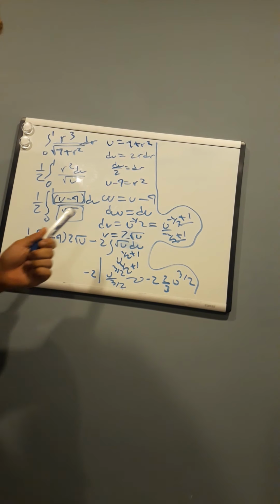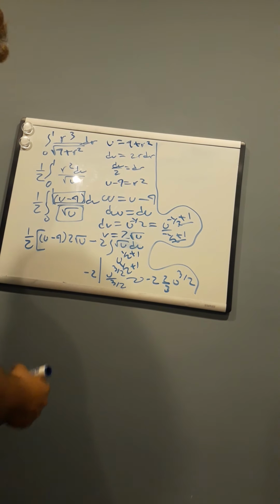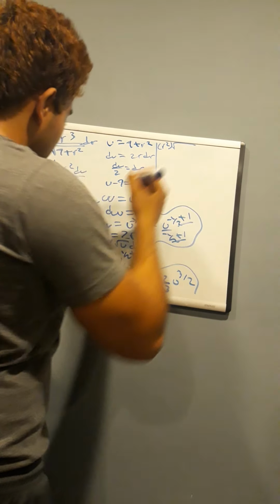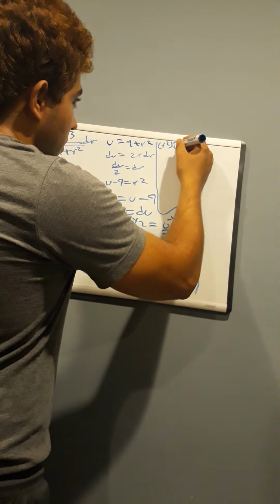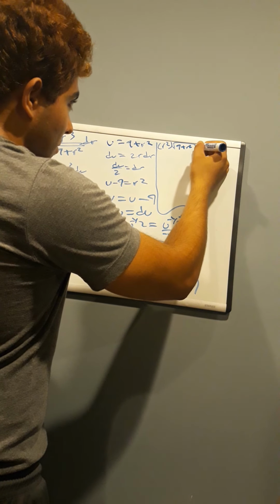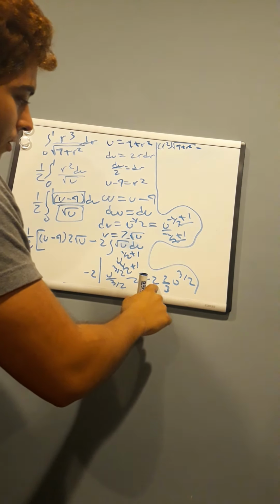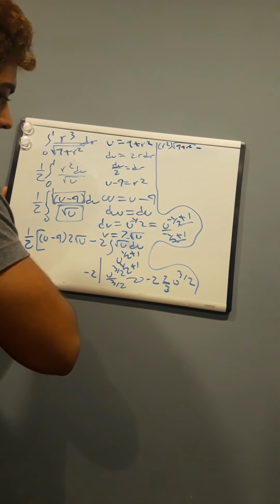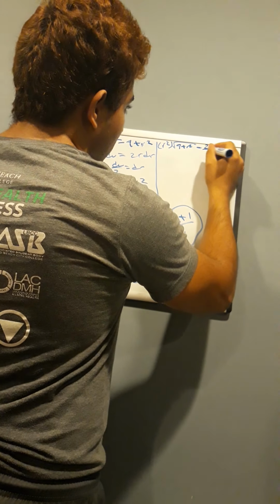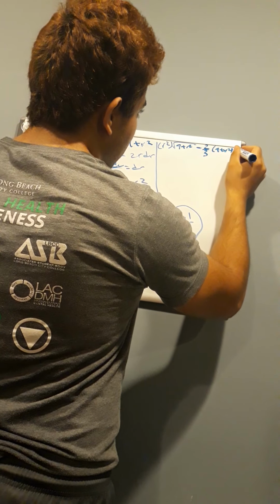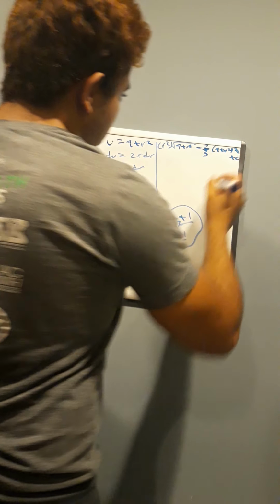U minus 4 is equal to 4 plus r squared minus 4. Hence, r squared times the radical of this, which is just 4 plus r squared. And then it's going to be minus 2 times 2 all over 3. But this is multiplied by 1/2. So then this just becomes 2 over 3 times u to the 3 over 2, which is just 4 plus r squared to the 3 over 2, plus c.